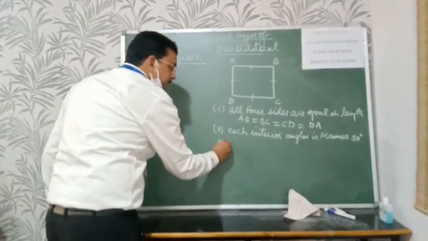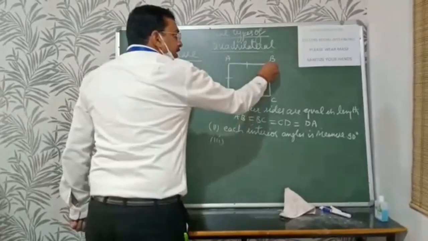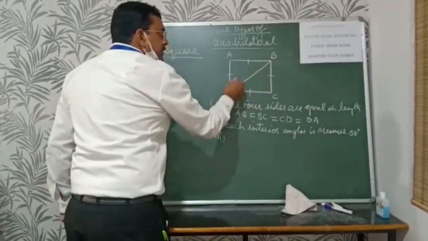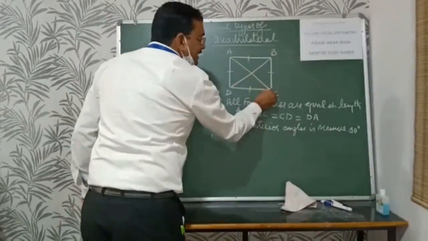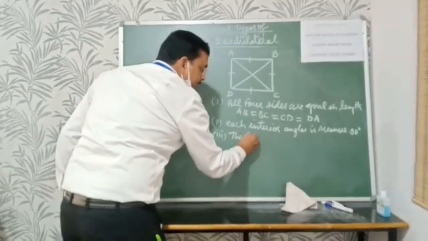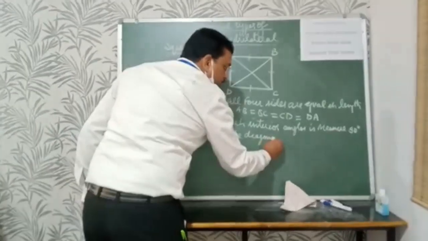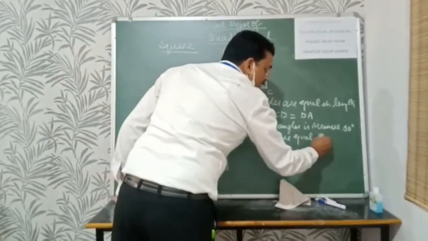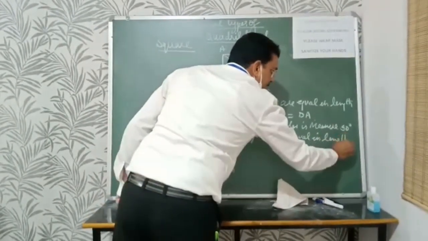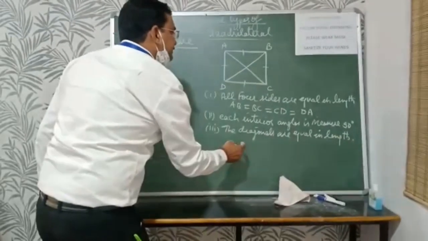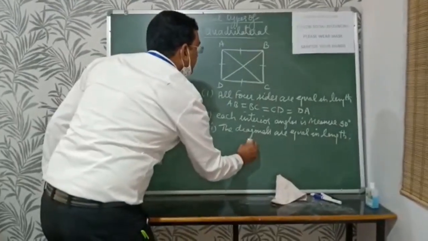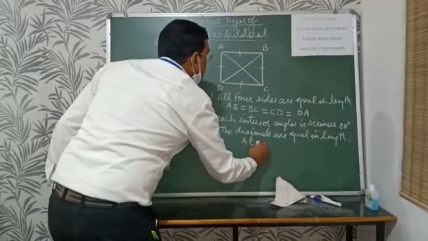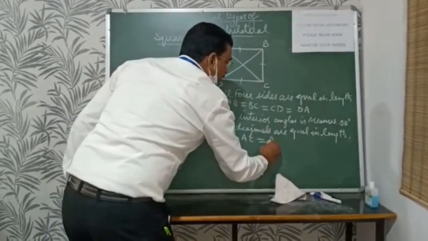Third, the diagonals are equal in length. It means AC is equal to BD.